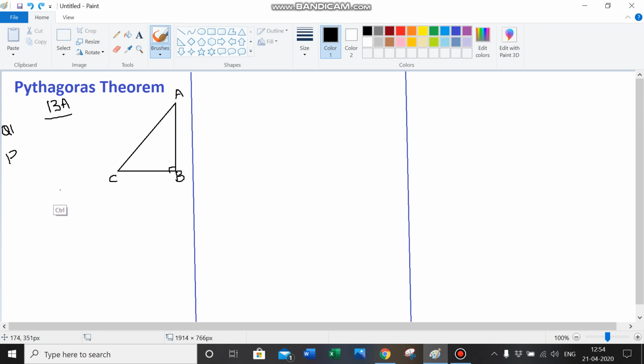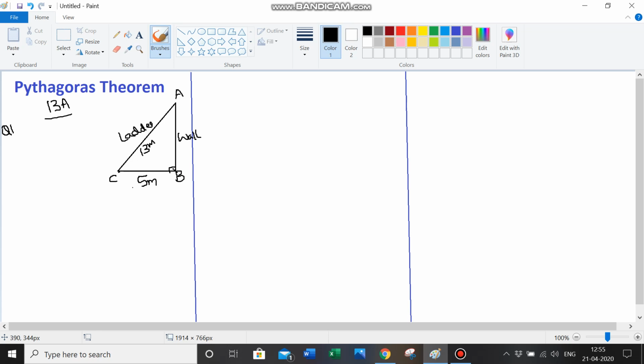Let's read the question. It says a ladder 13-meter long rests against a vertical wall. So this is AC, my ladder, and it is 13-meter long. It rests against a vertical wall. This is a vertical wall. If the foot of the ladder, which is point C, is 5 meter from the foot of the wall. The foot of the wall is B, and so this is 5 meter away. Find the distance of the other end of the ladder from the ground.